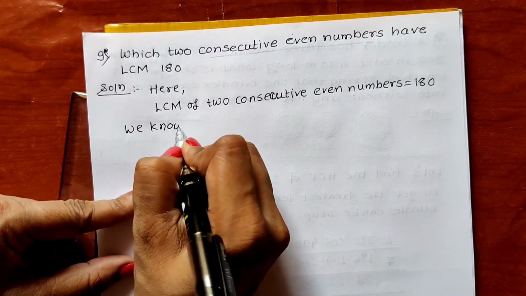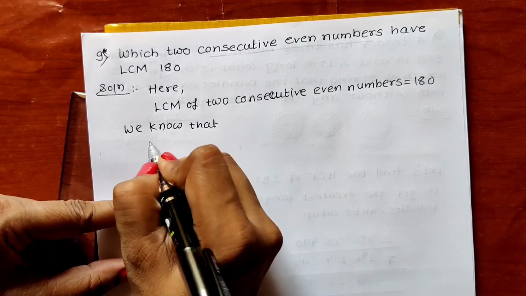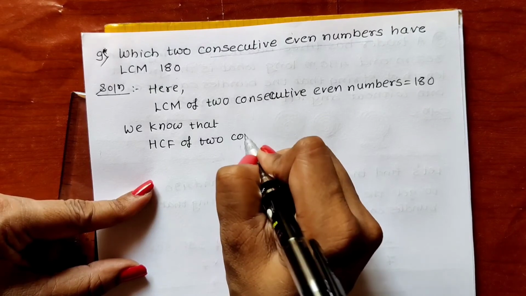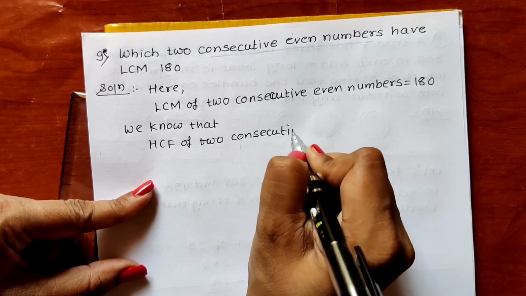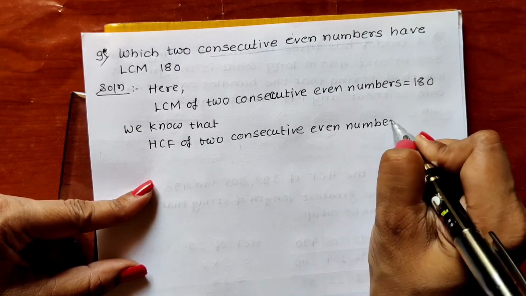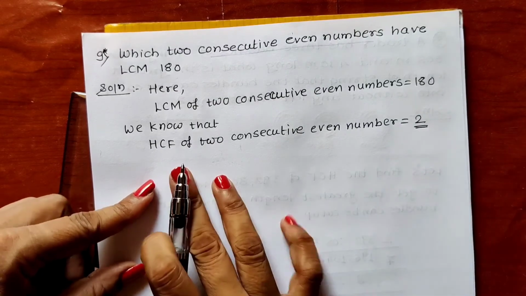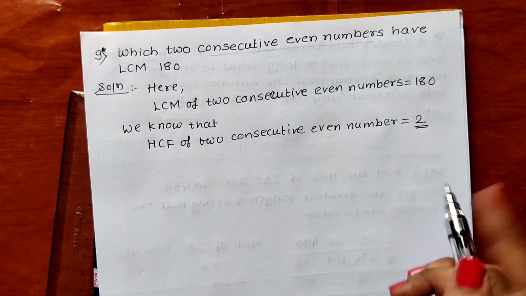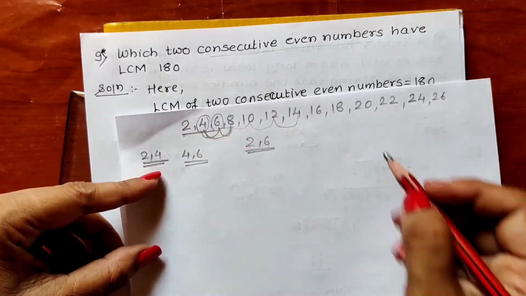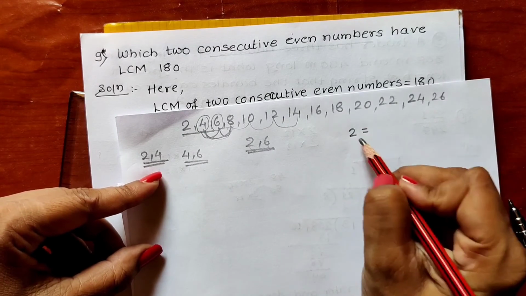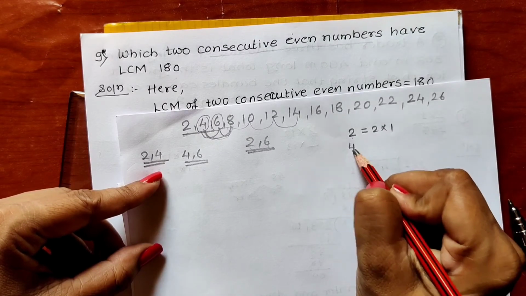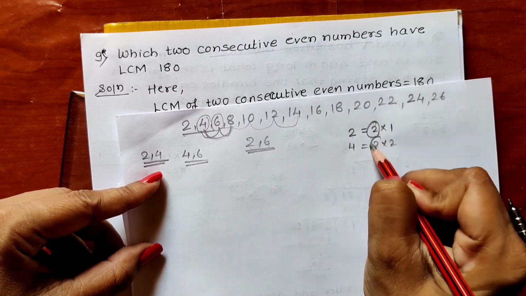We know that the HCF of two consecutive even numbers is equal to 2. Always the HCF of two consecutive even numbers is equal to 2. For example, if you take 2 and 4, the factors of 2 are 2 into 1, because no other factors, and the factors of 4 are 2 twos are 4. So they are having HCF as 2.